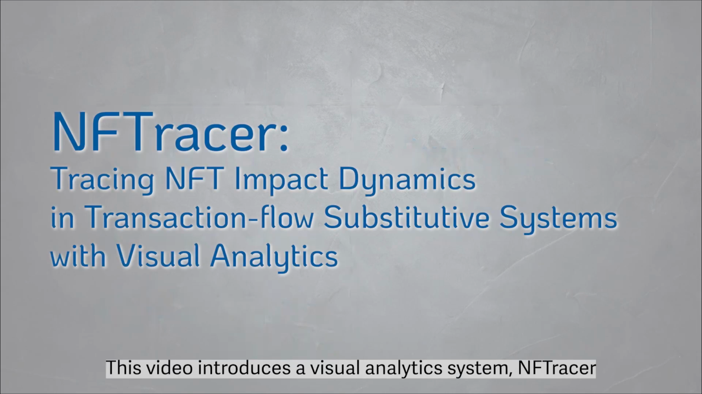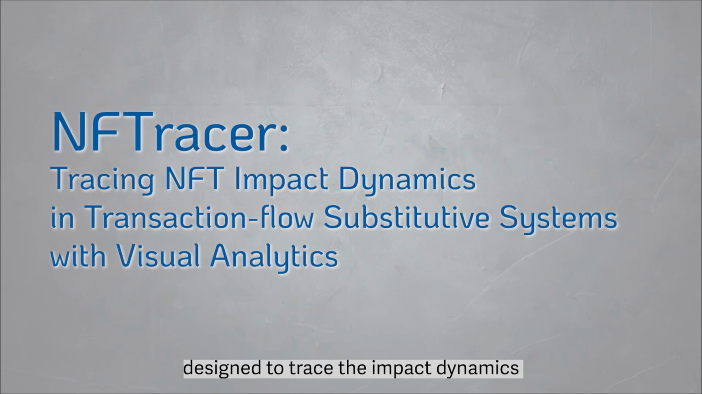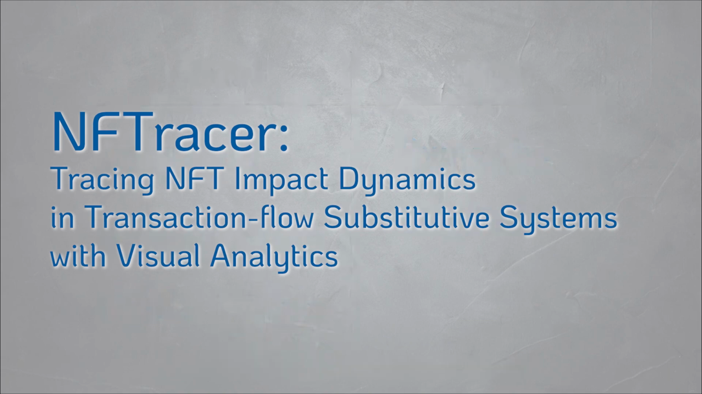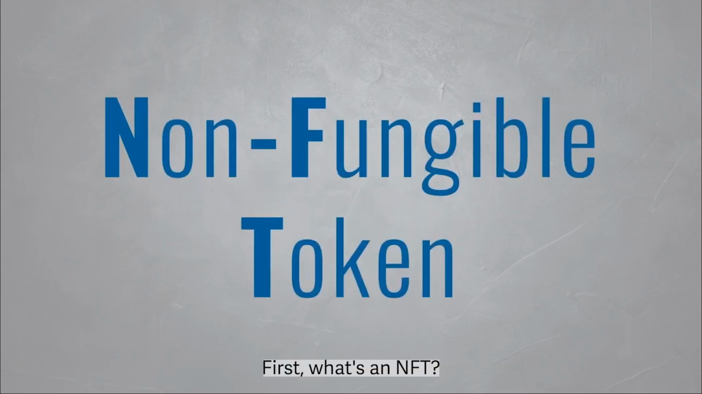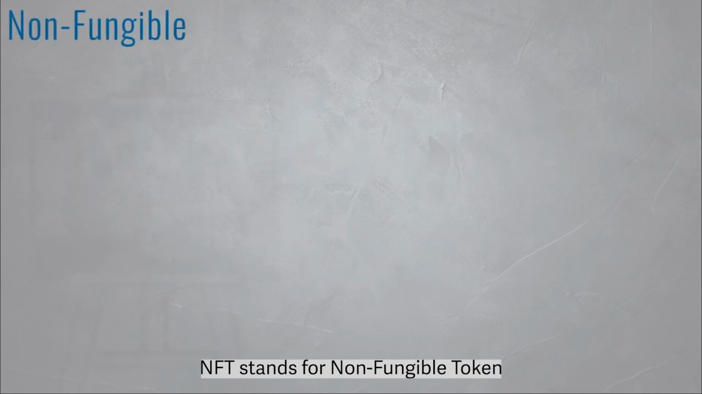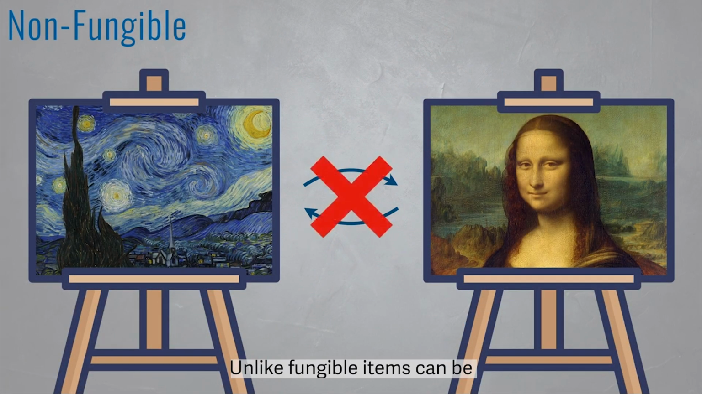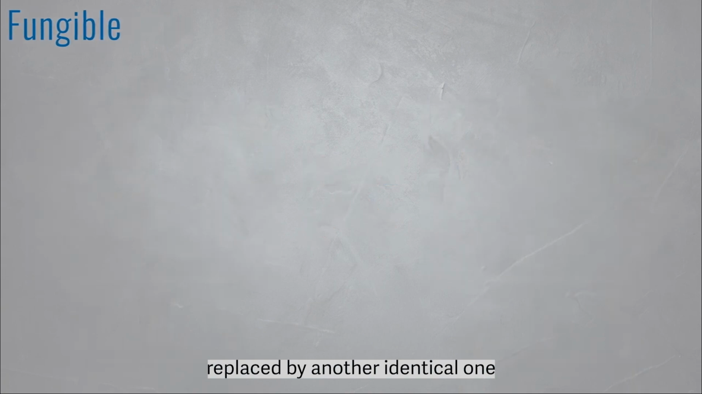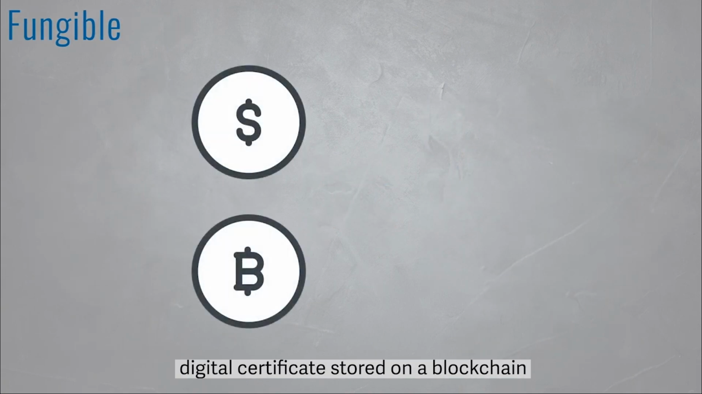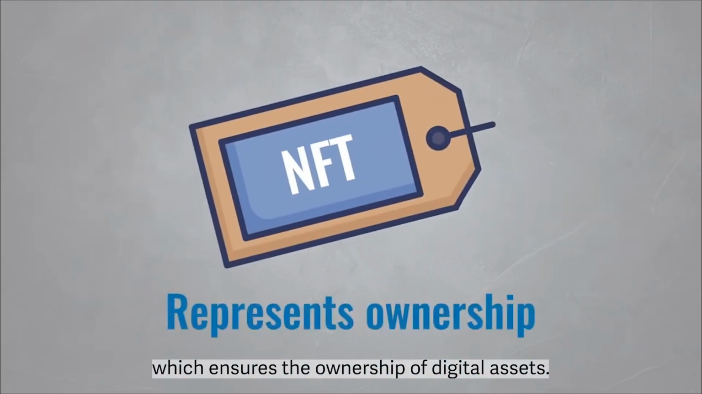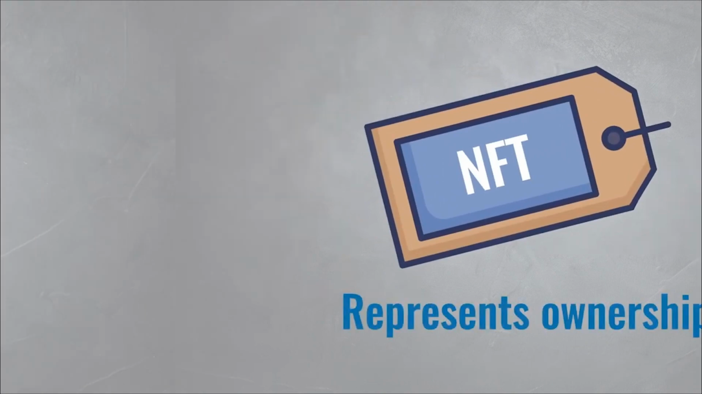This video introduces a visual analytics system, NFTracer, designed to trace the impact dynamics of NFT projects in their substitutive systems. First, what's an NFT? NFT stands for non-fungible token. Unlike fungible items that can be replaced by another identical one, an NFT is a unique and immutable digital certificate stored on a blockchain, which ensures the ownership of digital assets.